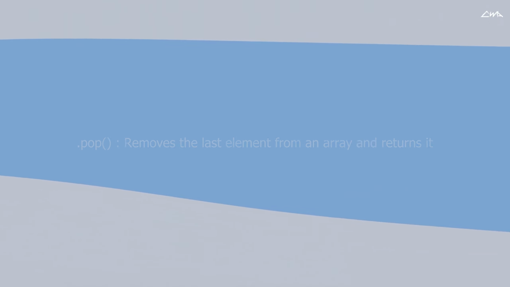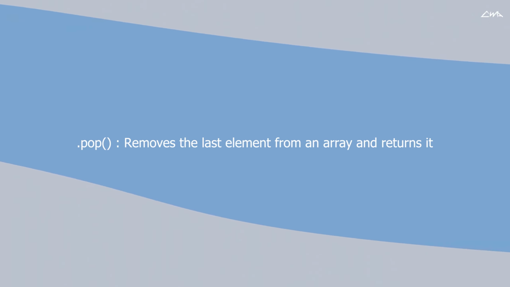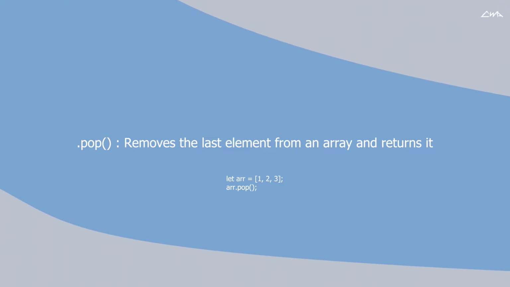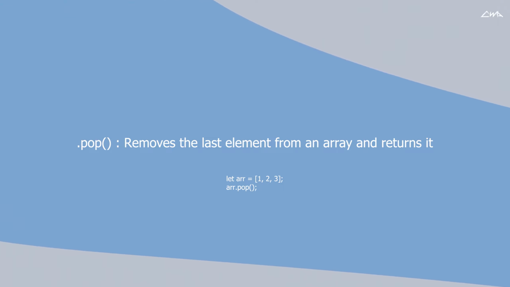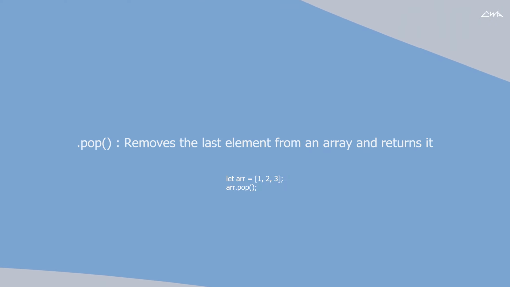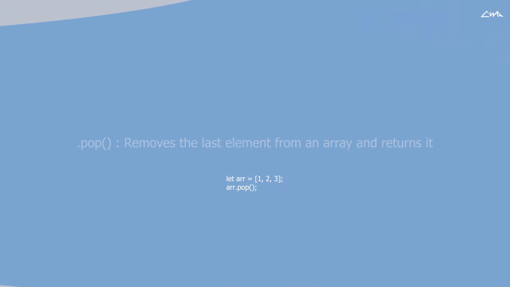Next we have .pop. It removes the last element from an array and returns it. For example, let arr = [1, 2, 3], arr.pop(); So as we know, pop removes the last element of an array. Over here 3 has been returned, so the new array is 1, 2.